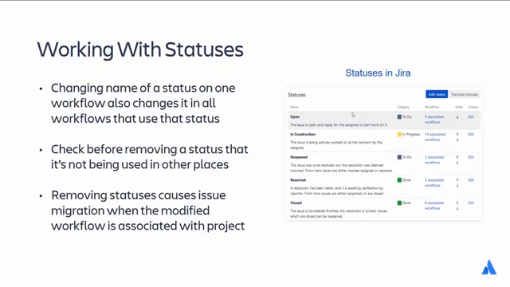Let's look at working with statuses. Statuses are global objects. Changing the name of a status on one workflow also changes it in all other workflows that use that status. Check before removing a status from a workflow that it's not being used in other places, like filters and dashboards. Removing a status from a copy of an active workflow will cause issue migration when the modified workflow is associated with a project. At that time, Jira will check if there are issues in the status that was removed. That means migrating issues.